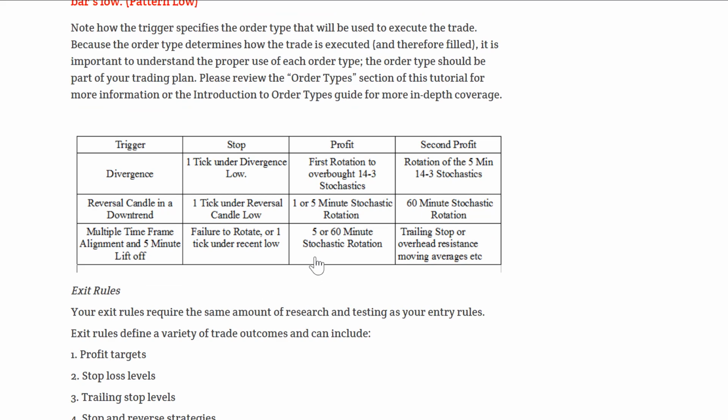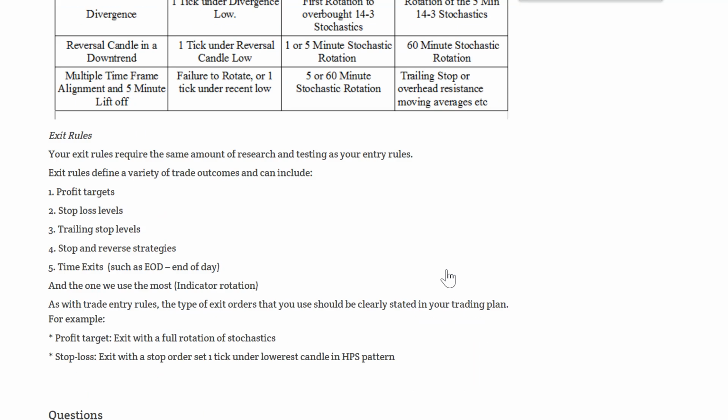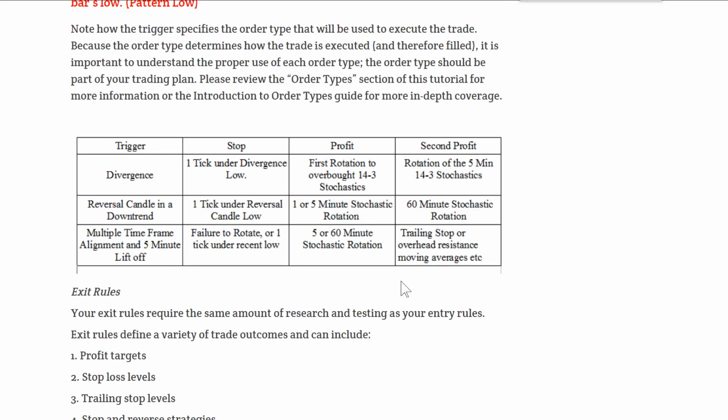You can actually see it a little better. Let me bring this up here. My trigger: one tick under the divergence is the stop, and the profit is the first rotation to the overbought 14.3 stochastic. So in this case, we take the divergence, put the stop one tick under the divergence low, and take profits off the first rotation of the 14.3 stochastic. Not the 9.3, but the 14.3.